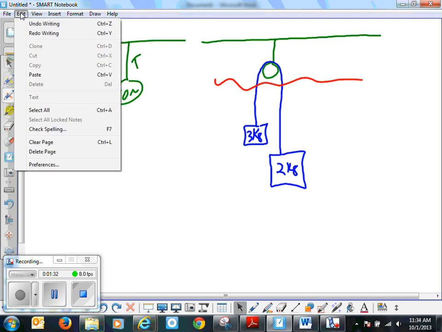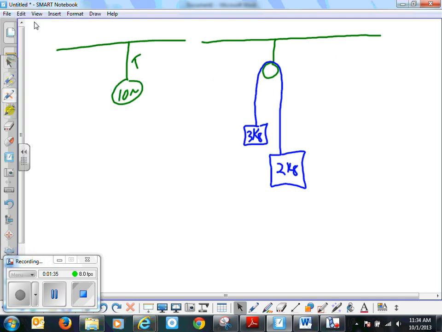So my question to you then is about the tension in this rope. I'll tell you right now, since this pulley is massless and frictionless, the tension is exactly the same on both sides. But the question is, which way is this system going to move? Is it going to move to the right or to the left? To the left, right? It's going to move this way, and how do you know that?